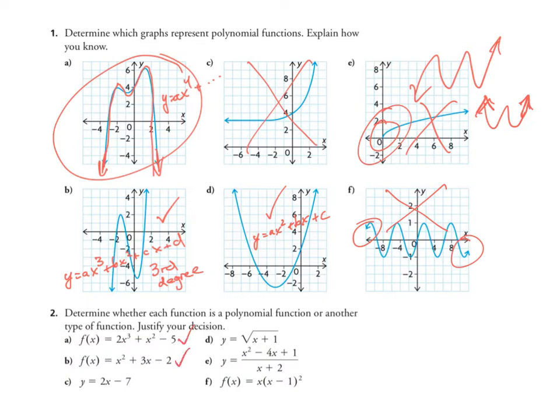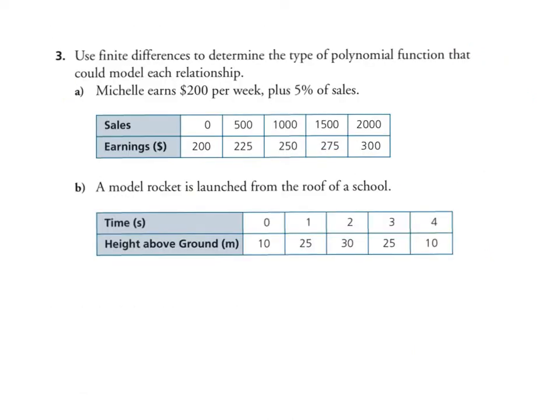Yes, yes, yes, no, no, and yes. This one's just in factored form, so it's kind of in disguise, but that is a polynomial. All right, finite differences we actually didn't have a chance to talk about today. We're going to talk about that tomorrow morning, but I might as well show you what it means.